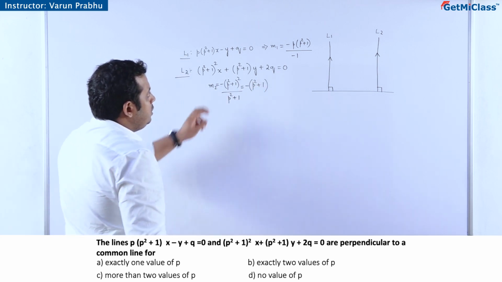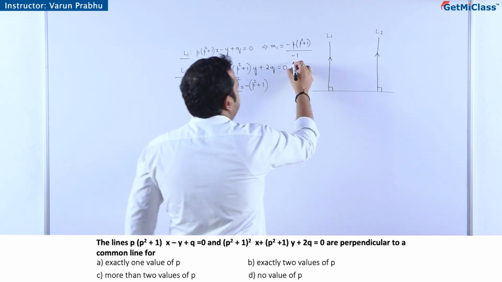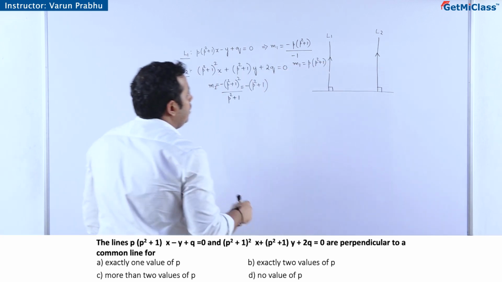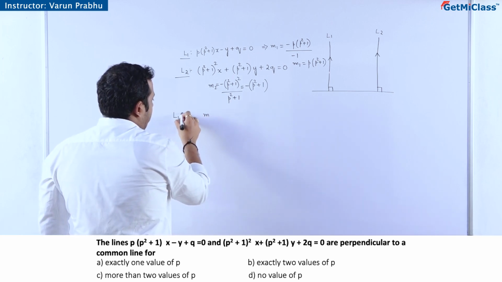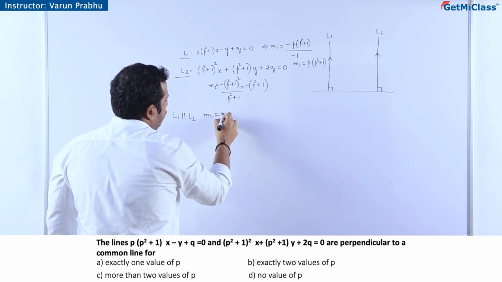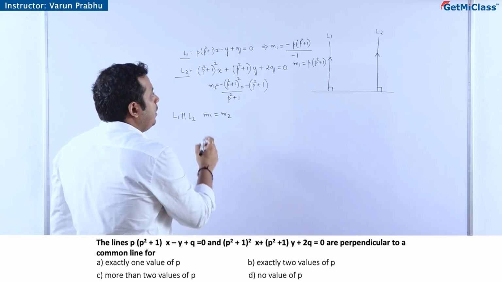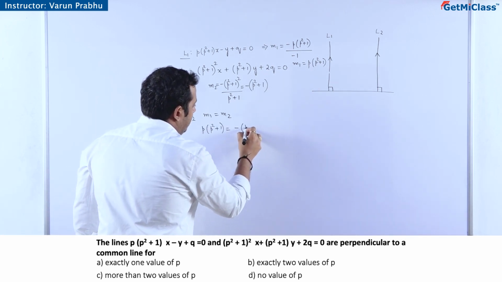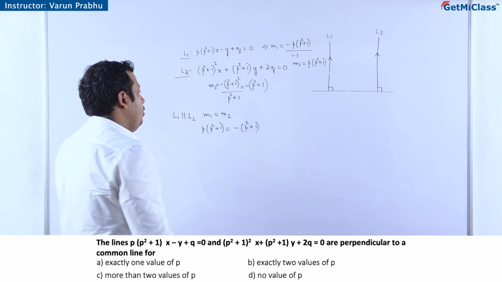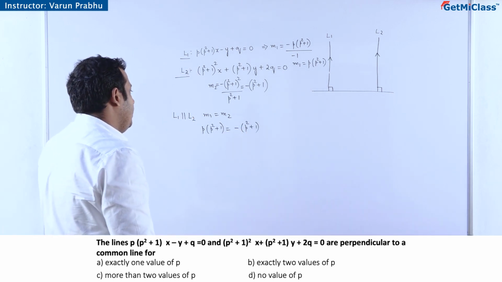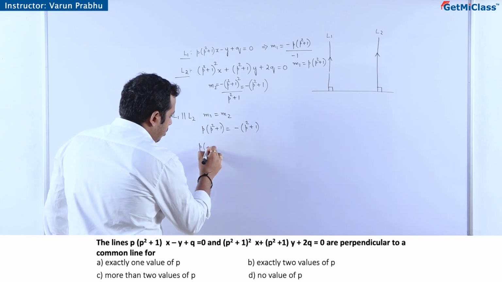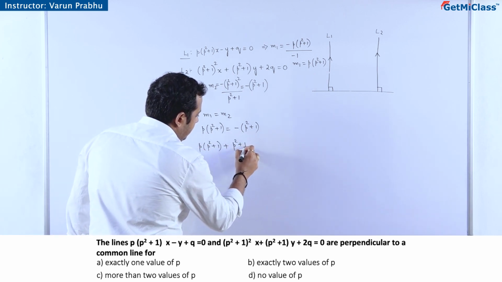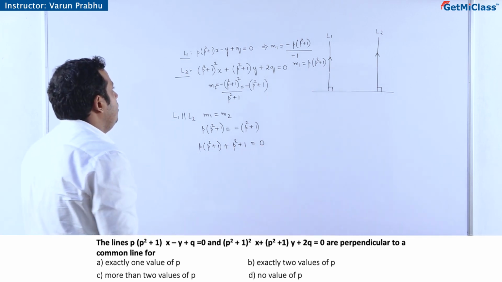Because the two lines are parallel to each other, L1 parallel to L2, the slopes of the two lines should also be equal. So p into (p square plus 1) should be equal to minus of (p square plus 1). So p into (p square plus 1) plus (p square plus 1) should be equal to 0, right?